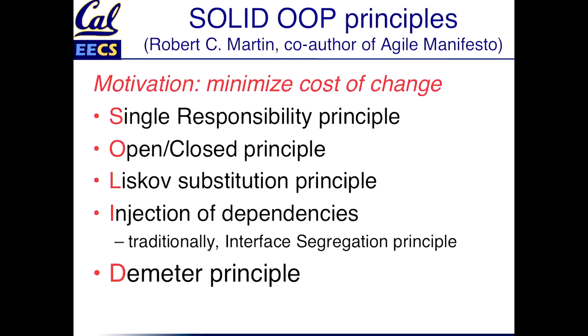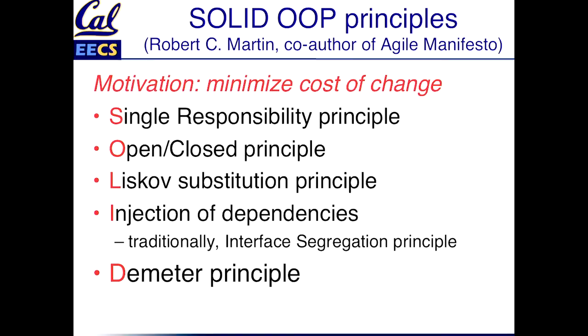We're going to look at design patterns in the context of this great acronym that comes from one of the co-authors of the Agile Manifesto, called SOLID. SOLID is a set of guidelines for minimizing the cost of change in a non-trivial piece of software where you have many classes interacting with each other. One by one, we're going to talk about the single responsibility principle, the open-closed principle, Liskov's substitution principle, named for a Turing Award winner, the dependency injection principle, which I have labeled as injection of dependencies because it makes the acronym come out, and the Demeter principle.